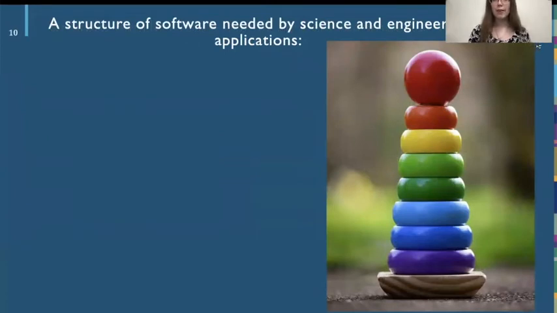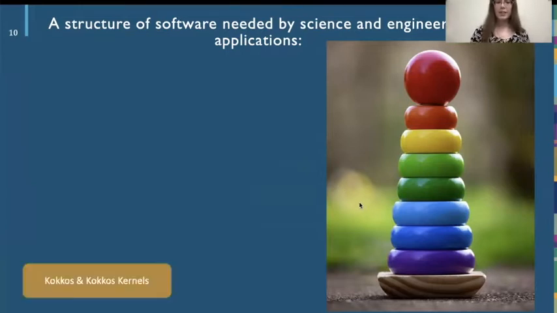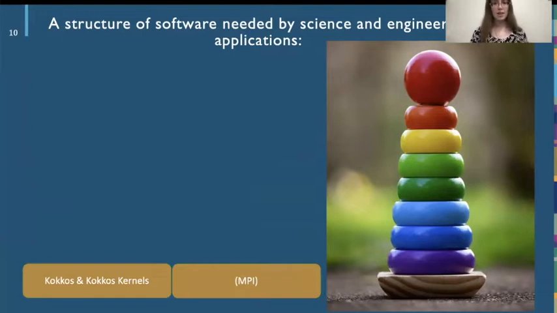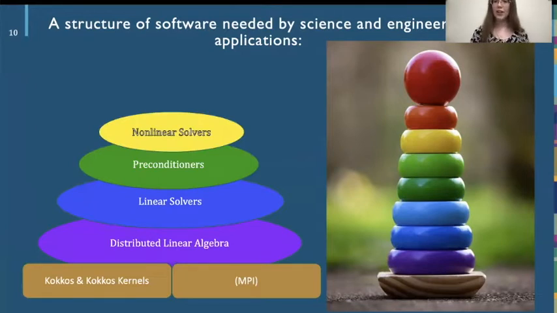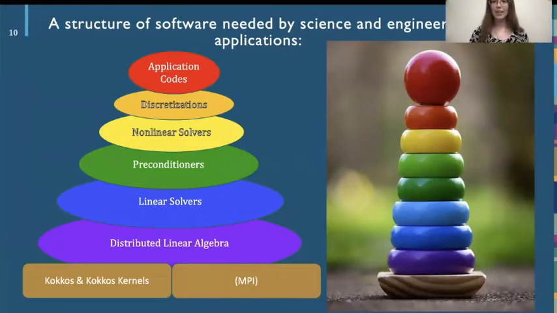Trilinos provides a structure of software needed by science and engineering applications. At the base, we have Kokkos and Kokkos kernels, along with MPI for parallel communication. On top of that layer sits distributed linear algebra, linear solvers, preconditioners, nonlinear solvers, discretizations, and application codes. We'll talk through each of these layers.